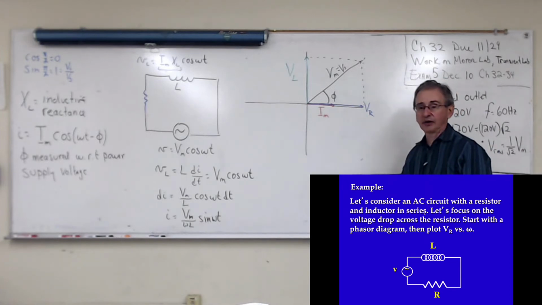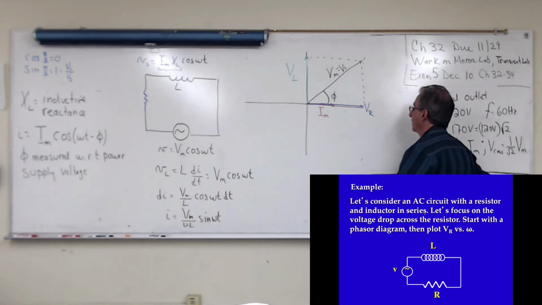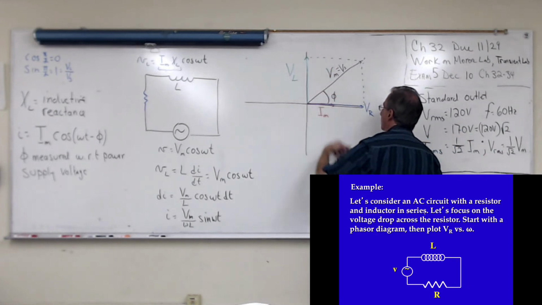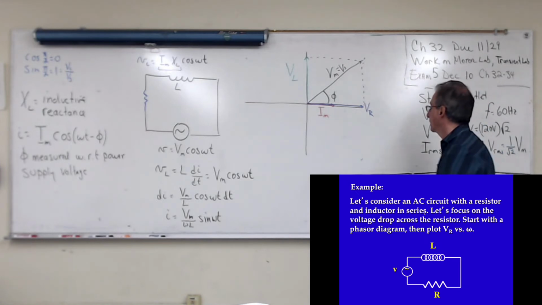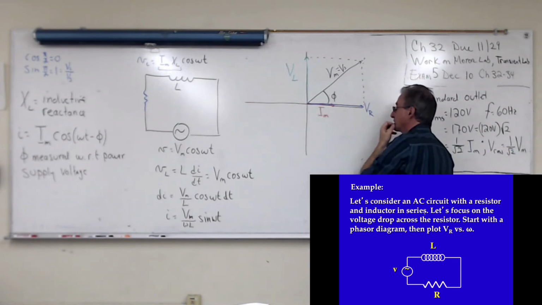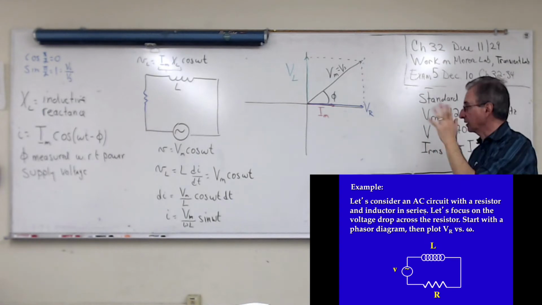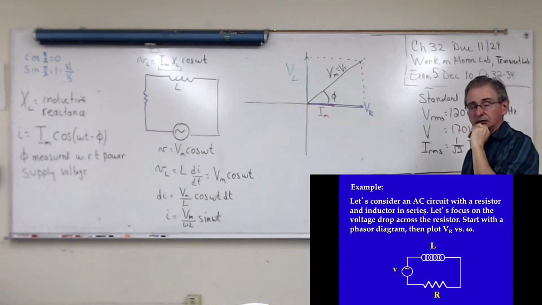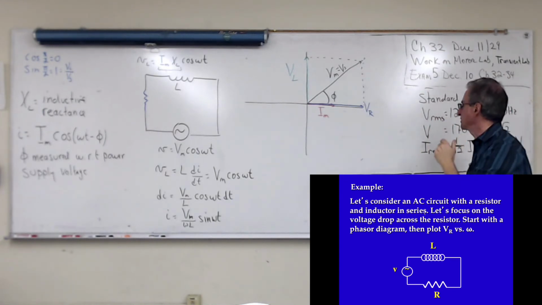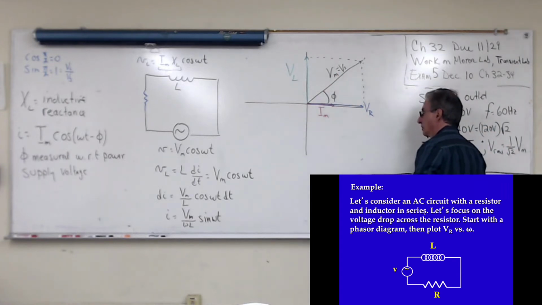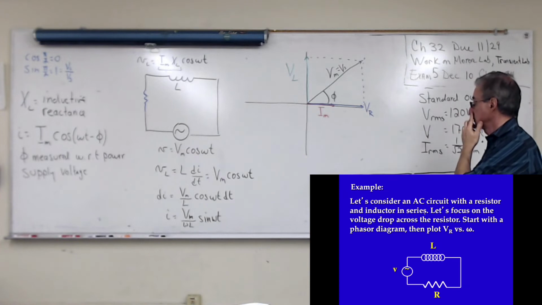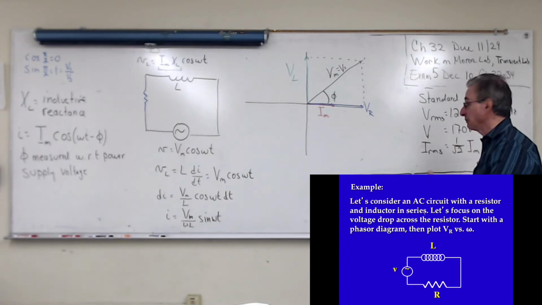Because if I choose an arbitrary omega times time, then this thing is going to be rotated by some weird angle. So I always put this guy horizontal. It makes life a lot easier for me. Omega times time could be whatever. That way I can clearly see the angle between the power supply voltage and the current through the resistor. So I'm just adding vectors when I draw phasor diagrams.